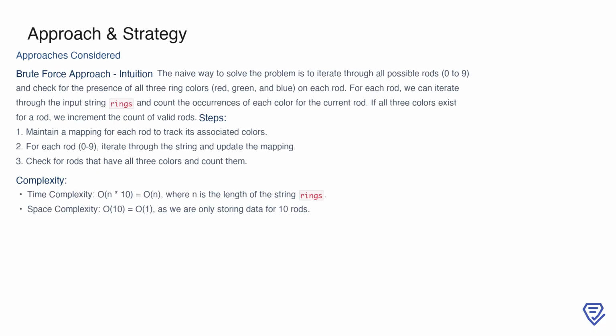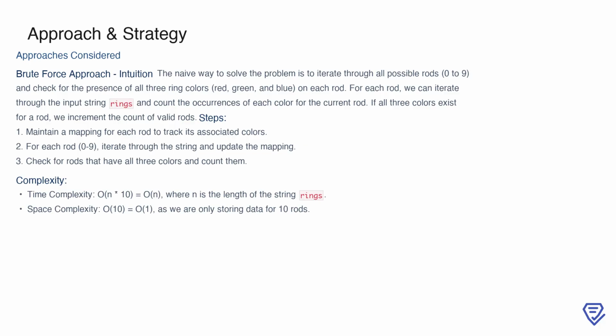To start, let's consider a brute force approach to solving this problem. The basic idea here is to iterate through all the rods, which are indexed from 0 to 9, and check whether each rod has all three ring colors, red, green, and blue. To do this, we would go through the ring string and count how often each color appears for a specific rod. If we find that all three colors are present, we increment our count of valid rods. The steps are straightforward. We maintain a mapping for each rod to track its associated colors, iterate through the string to update this mapping, and finally check which rods have all three colors.